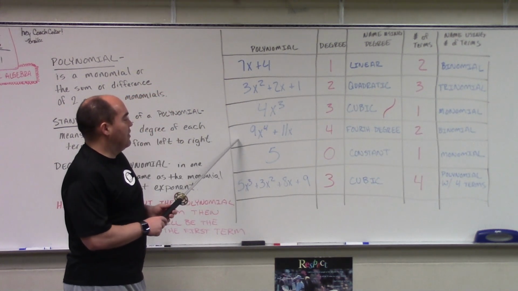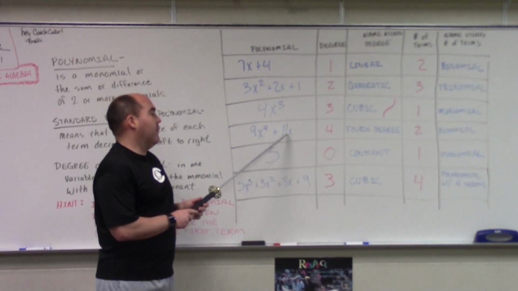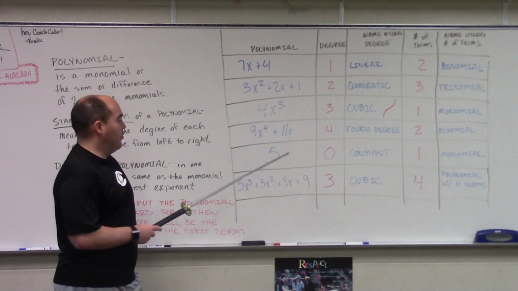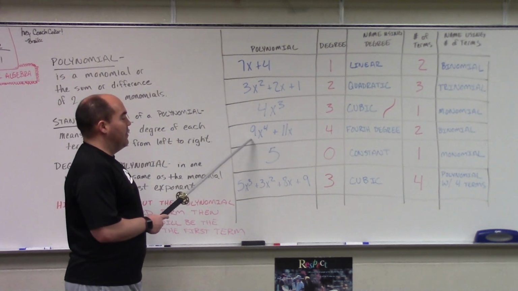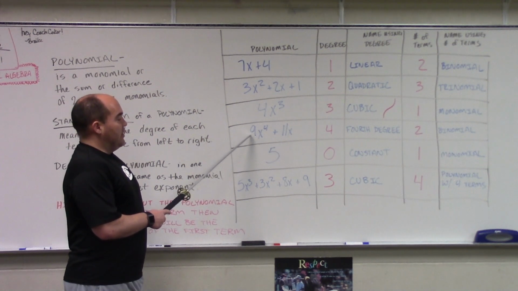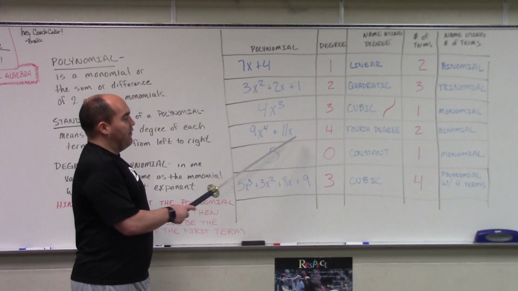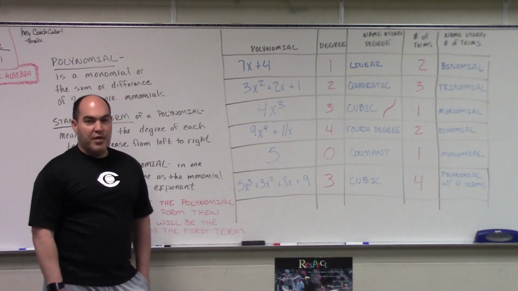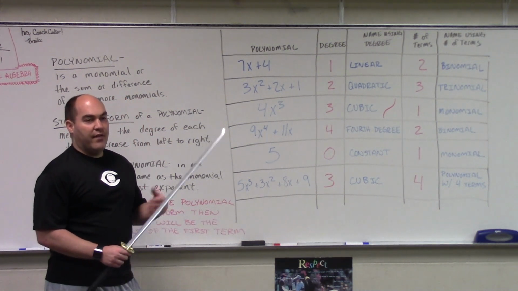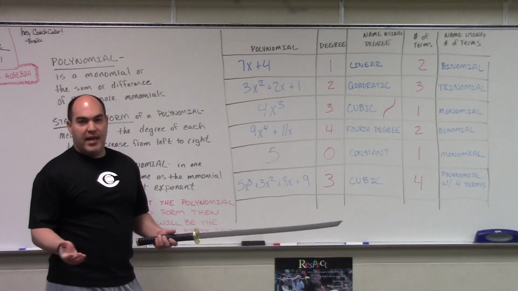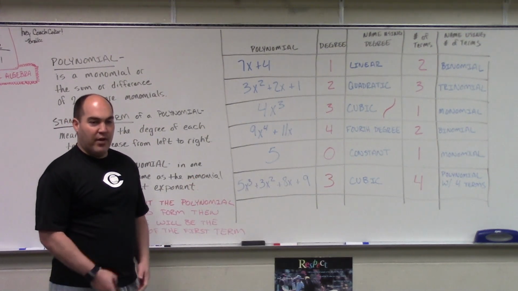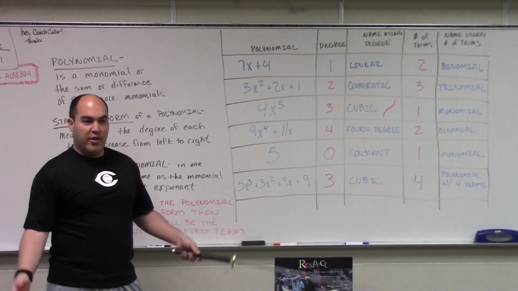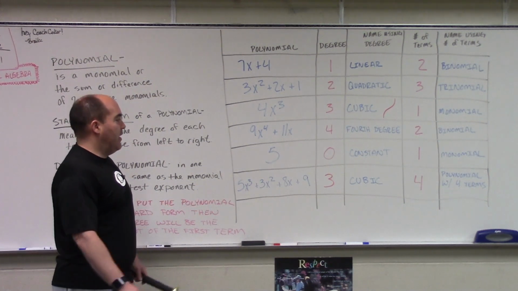Alright, next example, 9x to the 4th plus 11x. Once again, this is already in standard form, so we're going to look at the very first term here, which is 9x to the 4th. The exponent is a 4, so that means that the degree is 4. Now, once you get past 3, 4th degree, 5th degree, 6th degree, there's no more fancy names, you just call it whatever it is.